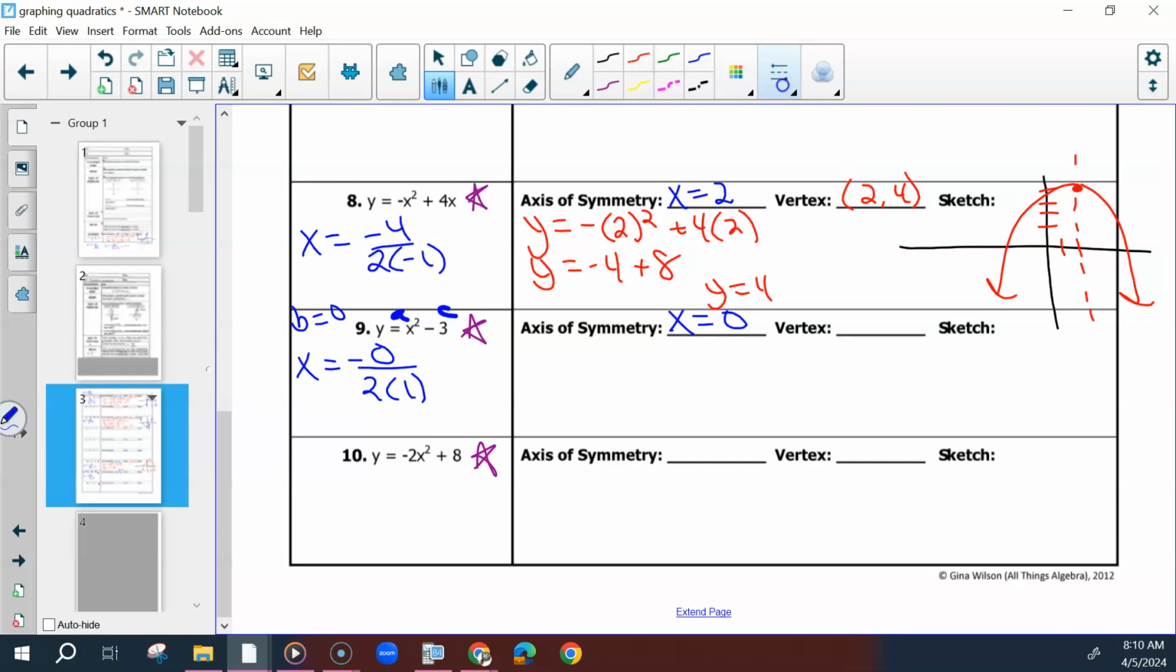Do we have to do all of that? Still, yes. I have to show vertex. And then if I put 0 in, what's your y value? 0. -3. -3. So then our vertex would be 0, -3. And then go ahead and graph that vertex.